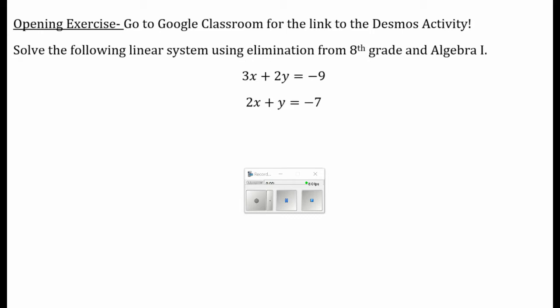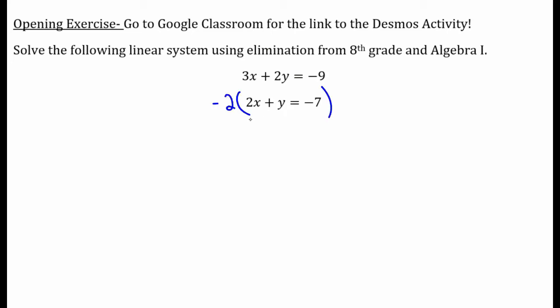So how do I solve this using elimination? When we use elimination, our goal is to rig the system here so that when we add them together, a variable eliminates. Right now, if I was to add these two equations together, I would get 5x plus 3y equals negative 16. I want to eliminate one of those variables. So the way that we do that is we use the multiplication property of equality. We multiply one of the equations, we scale it up so that we have inverses. So if I had a 3 here, I would want a negative 3 here. If I had a 2 here, I'd want a negative 2 here. So I'm going to multiply that bottom equation by negative 2.